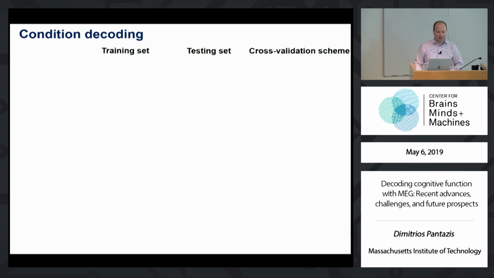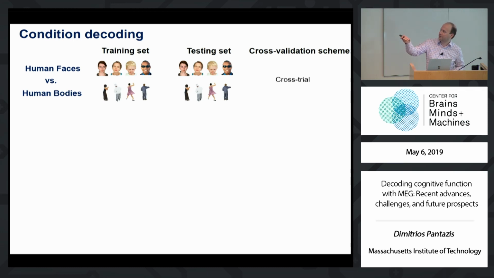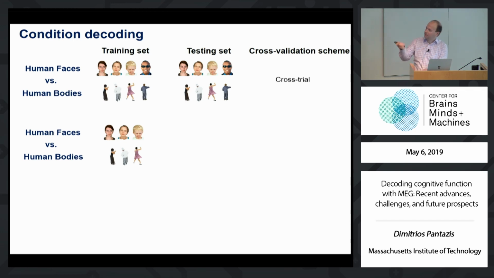Another way to do decoding is conditioned decoding. In this case, let's say we have the contrast human faces versus human bodies. We have different stimuli for faces and bodies, and then for the testing set, we use the same stimuli but different trials. A more flexible way is to keep some stimuli for training and some stimuli for testing, doing a cross-exemplar validation. This is more powerful because we see that whatever the classifier learns generalizes across different stimuli.